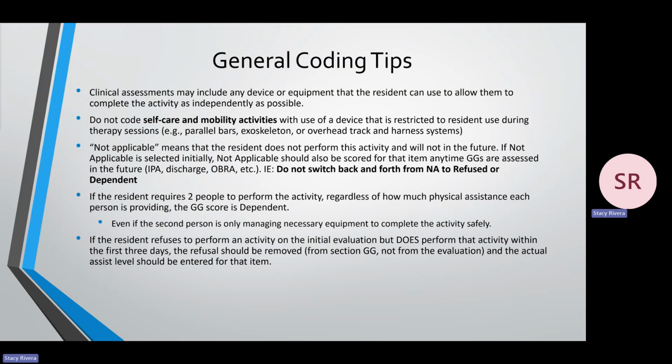If the resident refuses to perform an activity on the initial eval, but does perform that activity within the first 3 days, the refusal should be removed, not from your eval, because that's what happened during your eval, but from the GG scoring set. And the actual assist level should be entered for that item. So that's something you would communicate with your program manager about. And then that would be edited based off of the findings.